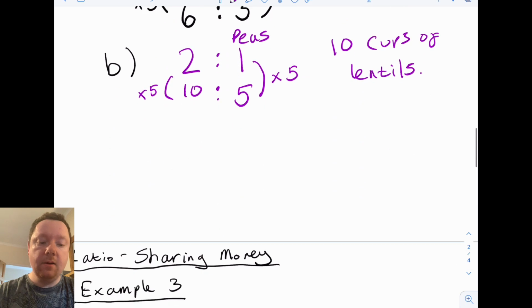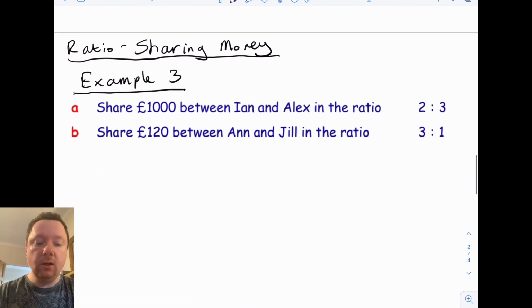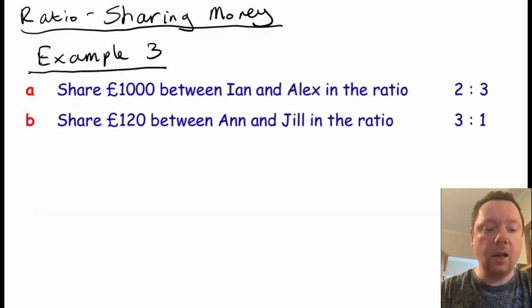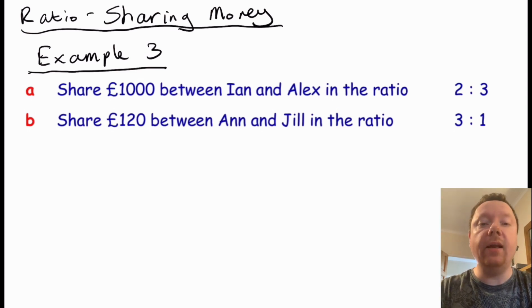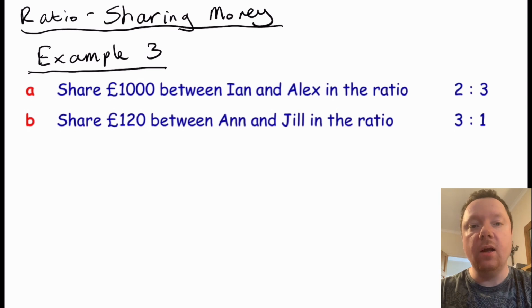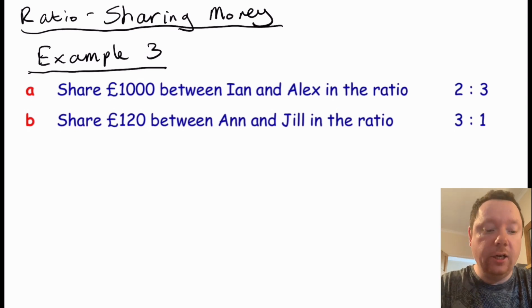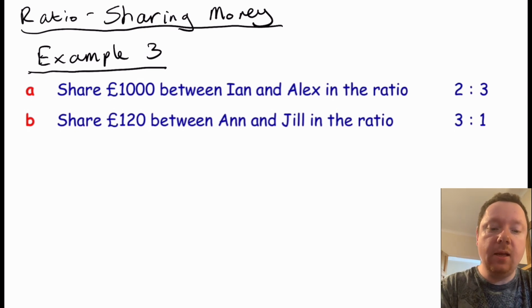Okay, let's move on now to sharing money. So ratio, sharing money. Quite often with ratio, you'll be given the ratio and you'll have to then share out a certain amount of money in that ratio, okay? Or it could be a certain amount of chocolate or a certain amount of anything really that you can share. So we'll just go through an example. It says share £1,000 between Ian and Alex in the ratio of 2 to 3.